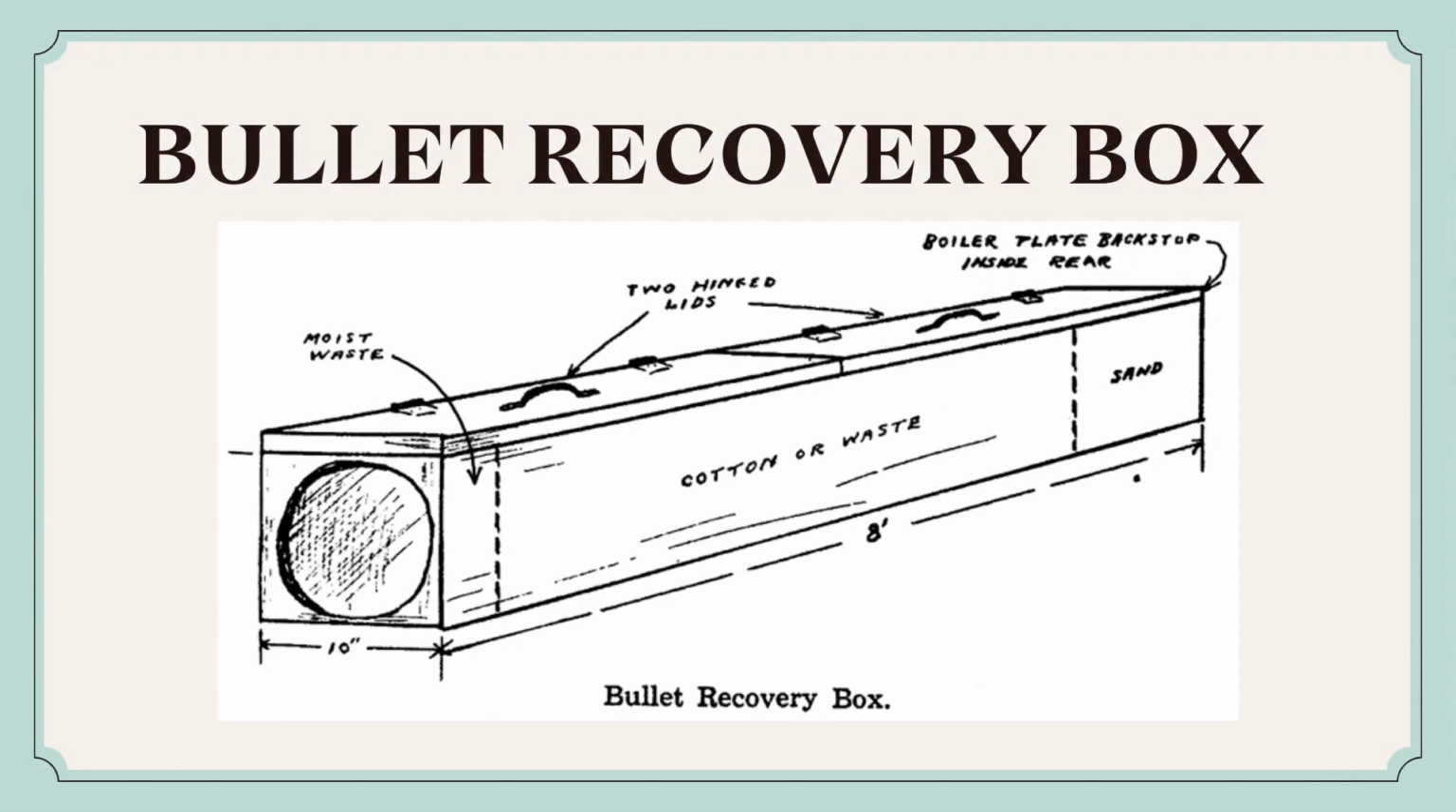The bullet recovery box parts and its functions. First, the moist waste or the front section. The moist waste slows down and cushions the fired bullet immediately upon entry so that it does not deform when it first makes contact. Second, the cotton waste in the middle section. The cotton waste material gently decelerates the bullet as it travels through the box, allowing it to come to a stop without damaging its rifling marks.